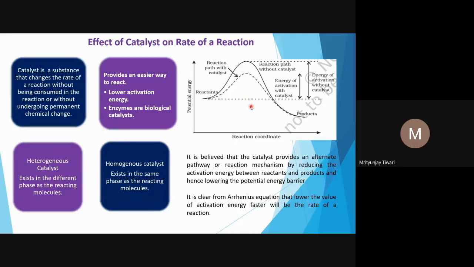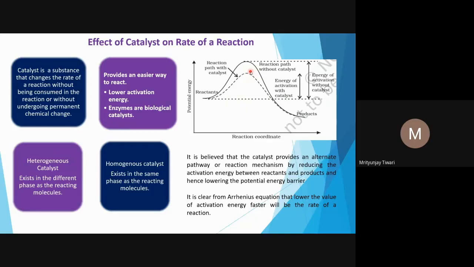How does it affect the rate constant? From the Arrhenius equation, we know the rate constant depends on the activation energy, and the catalyst decreases the activation energy. Once the catalyst decreases the activation energy, from the Arrhenius equation one can understand that the rate constant will be higher, because k is equal to A times e to the power minus Ea by RT.